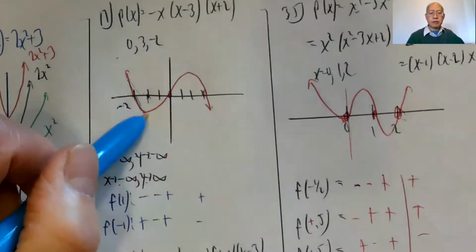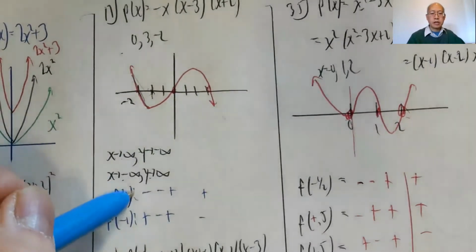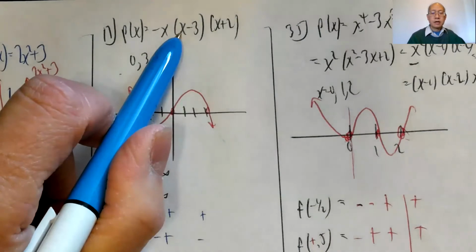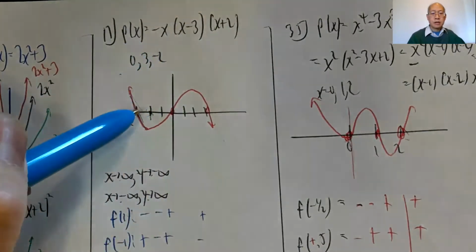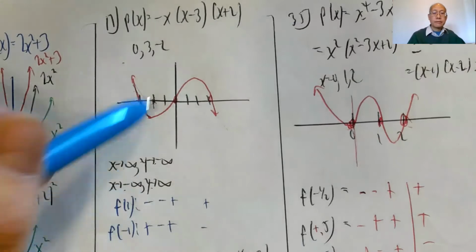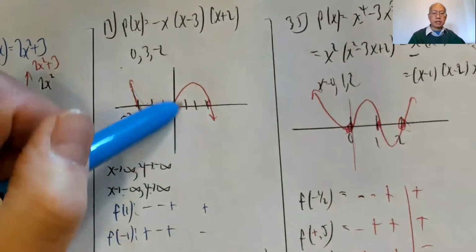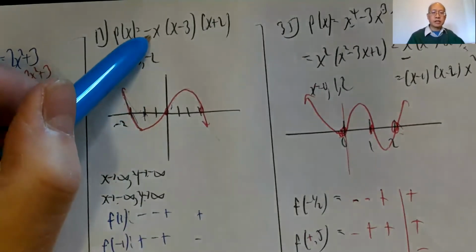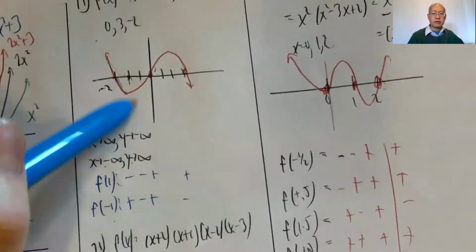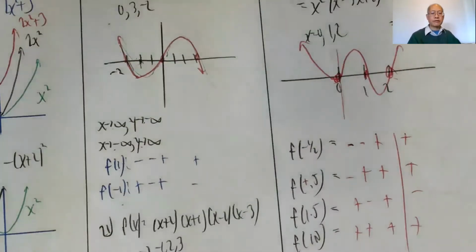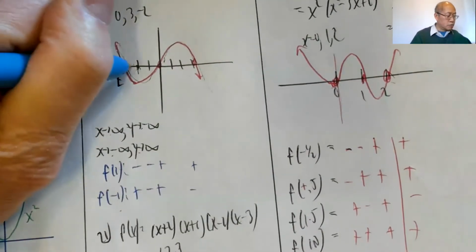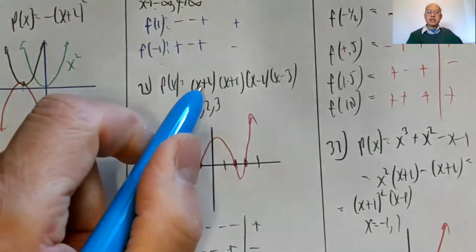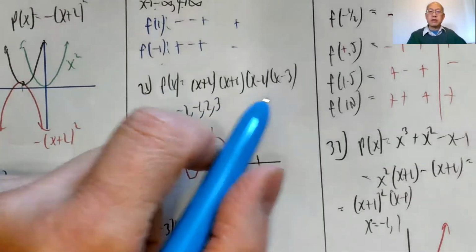Then what you do is pick a number in between each of the zero sections. So f of 1, put a 1, negative, negative, negative, positive. So that's positive, so it goes up. Plug in -1, negative, positive, negative, so it's negative, so it goes down. So the entire graph looks something like that, except this should be -2, not -3. That's the idea.